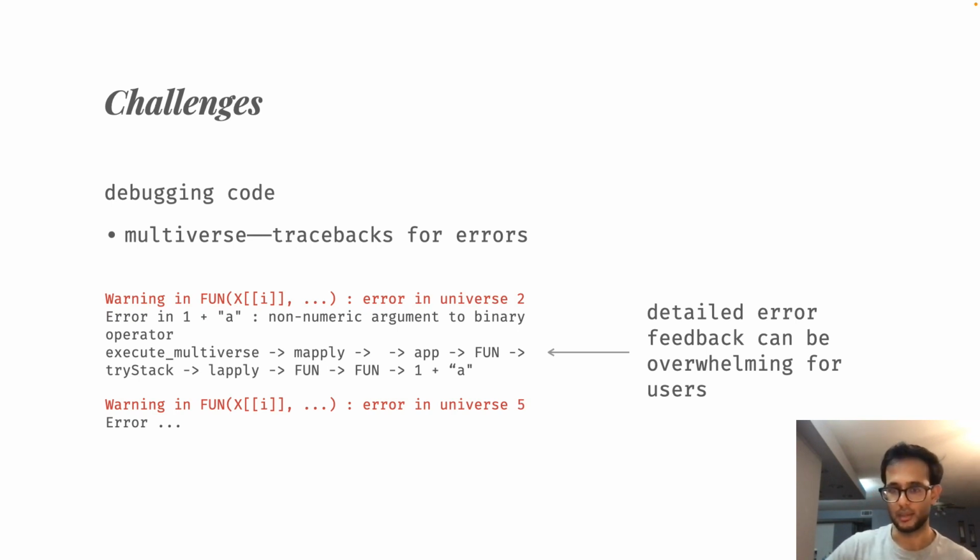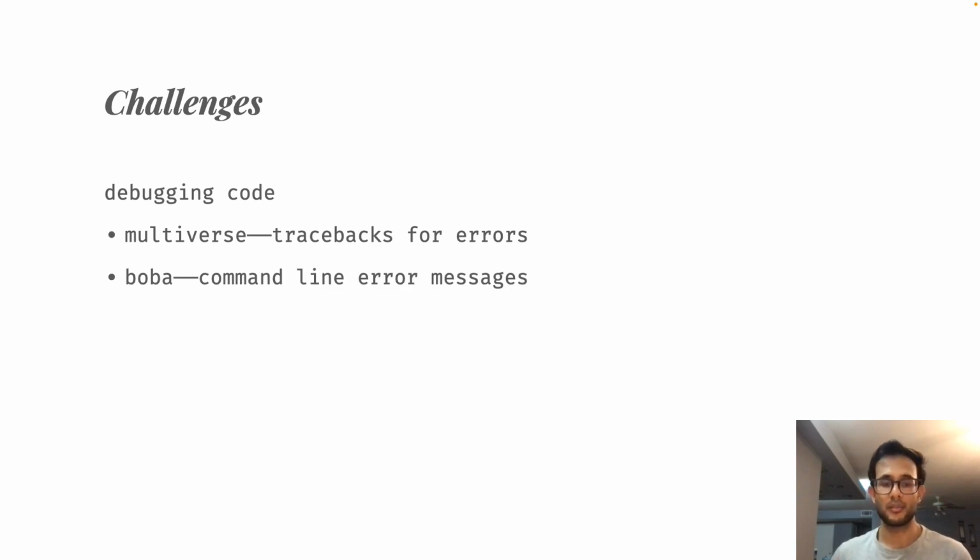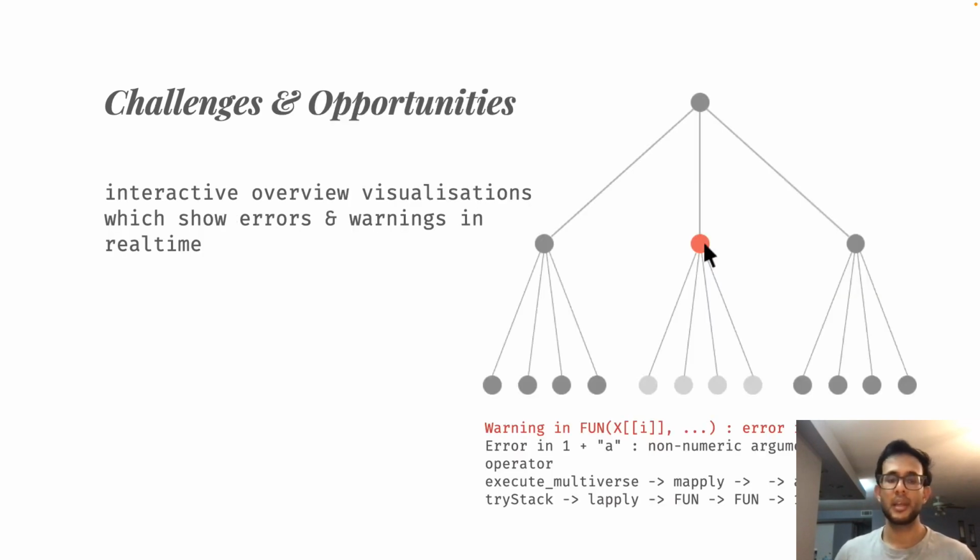However, if there are many universes in the analysis and a large proportion of them have errors, this can quickly get overwhelming. Other multiverse tools also face similar issues. Boba, another tool which lets users implement multiverse analysis, is executed in the command line and prints error messages from every universe directly into the command line. In our paper, we discuss feature design ideas for debuggers, which can leverage interactive visualizations and show users errors and warnings in real time. An example is imagined right here.